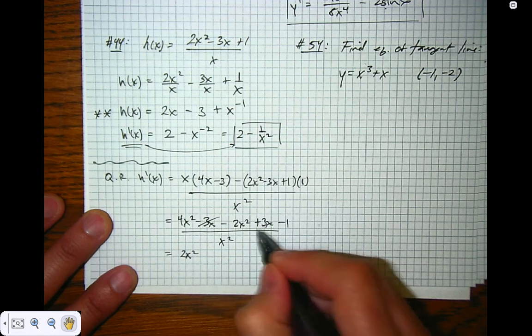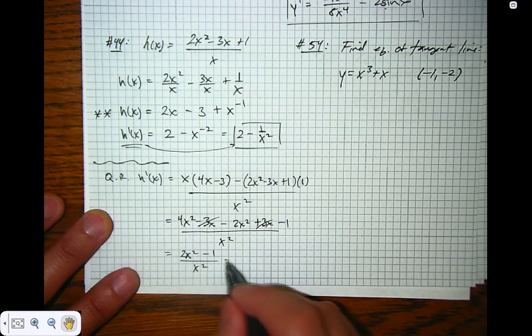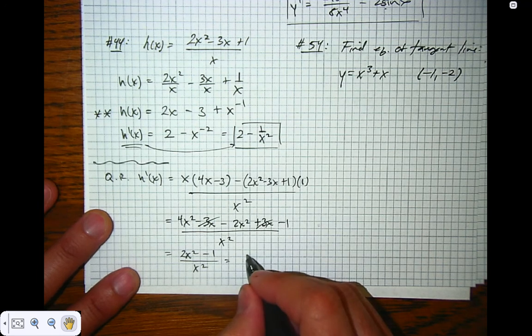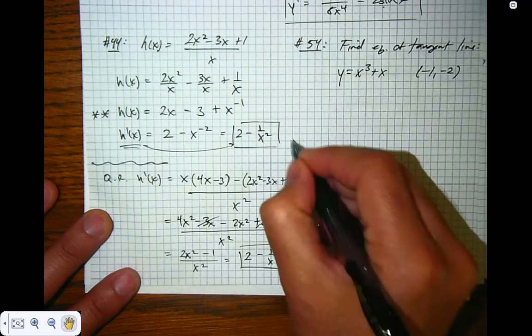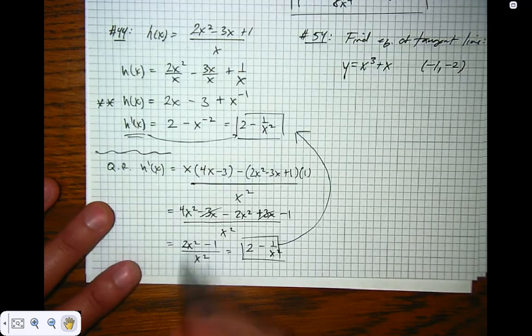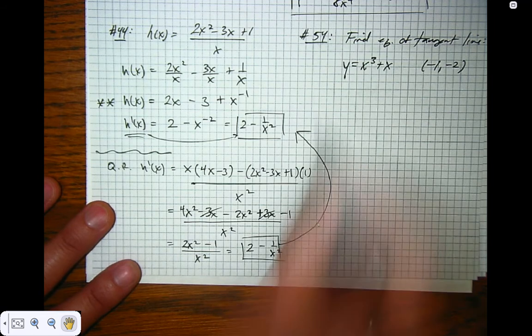You end up with 2x squared. These guys cancel, minus 1 all over x squared, which if you again split that up, you would get 2 minus 1 over x squared. Okay, and so probably with the quotient rule, you might stop here. That would be acceptable as well, right? Algebraically, these are the same thing.